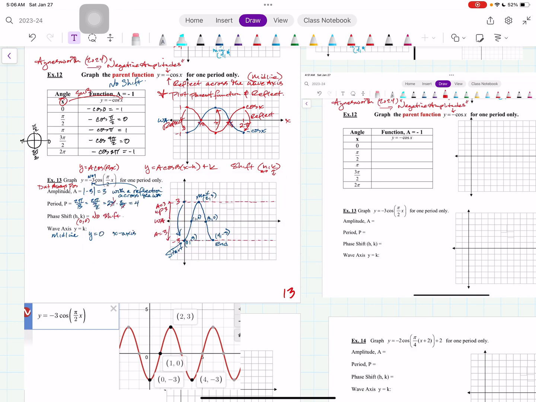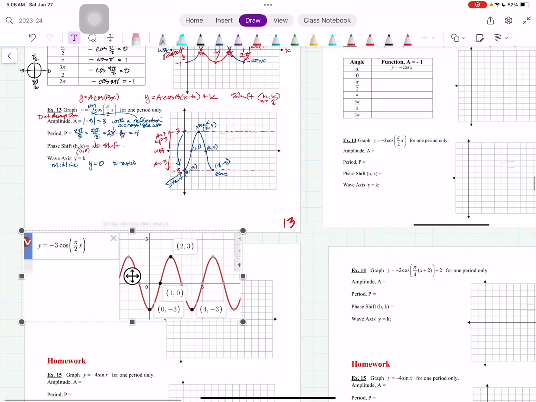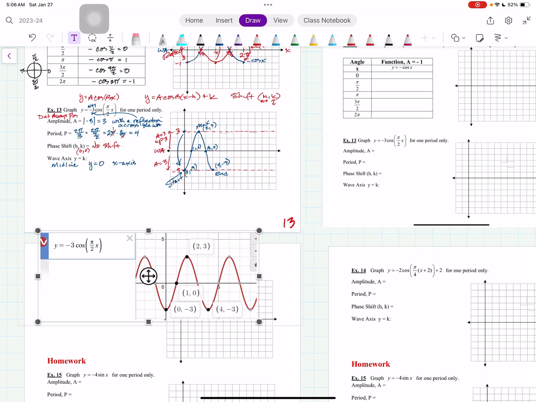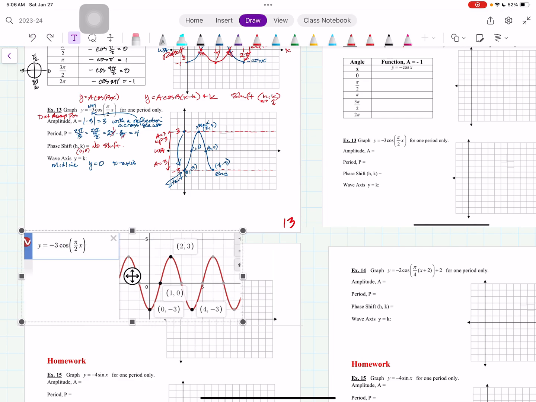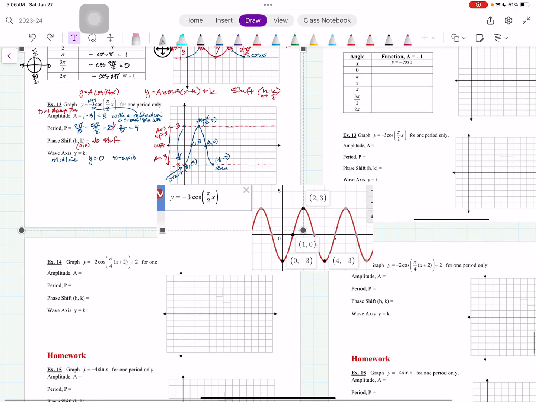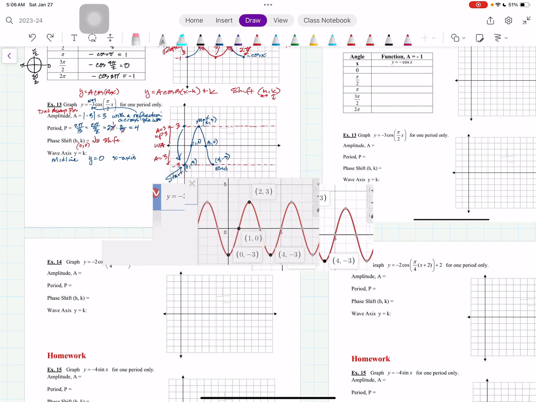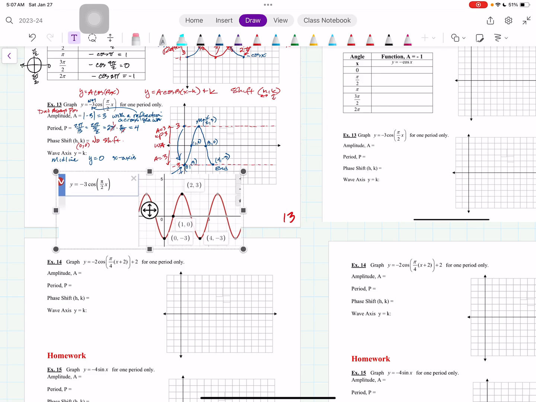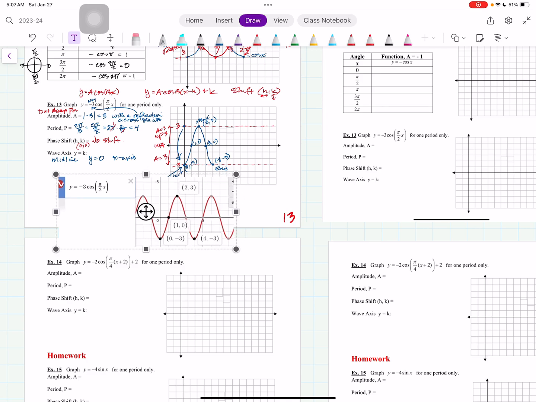Give me a second. I don't know why it's taking a while. Hang on. Okay, so we got this function. Come on. Give me a second here, guys. Working with technology is always a challenge a little bit. There we go.